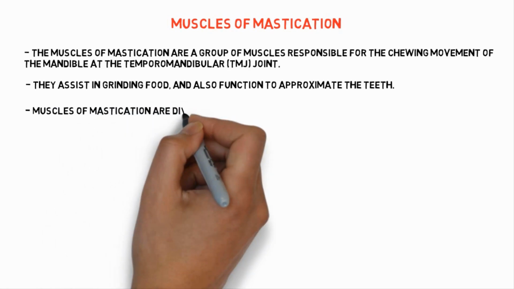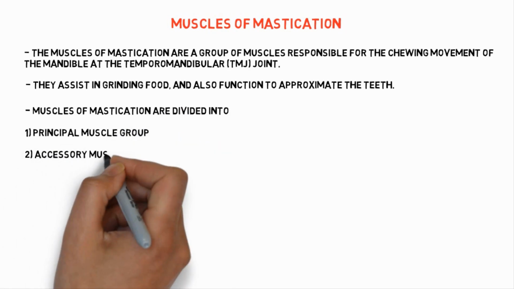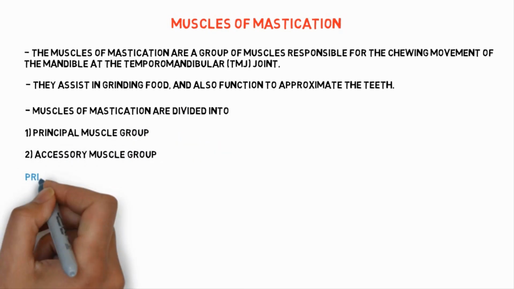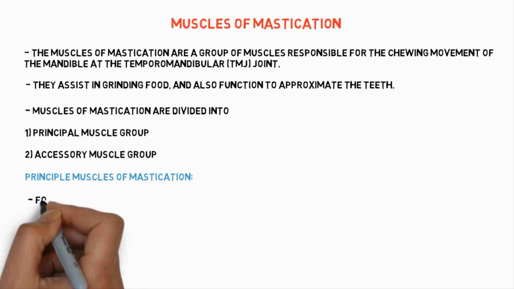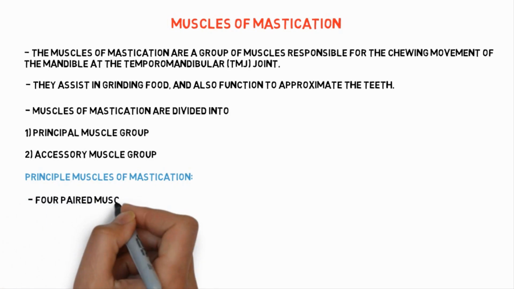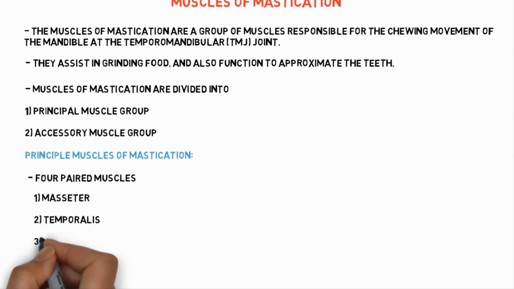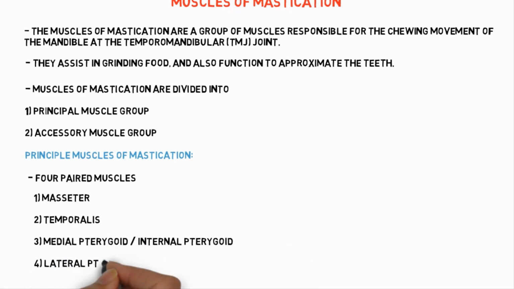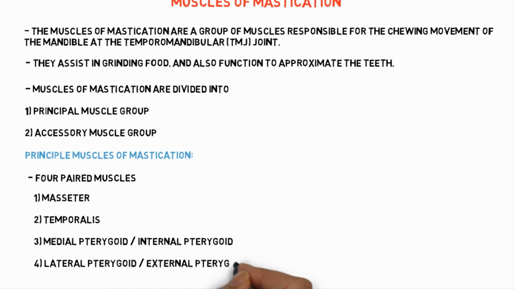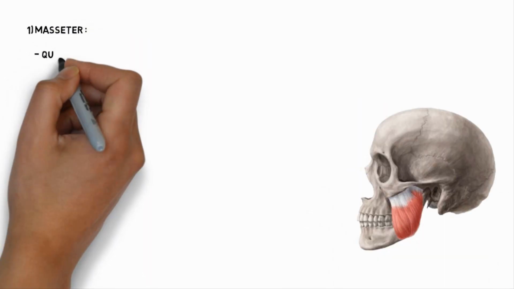Muscles of mastication are divided into principal masticatory muscles and accessory masticatory muscles. Principal muscles are the primary muscle groups that aid in movement of the mandible. It consists of 4 paired muscles, 4 on each side of the mandible. First one is Masseter, second temporalis, third medial pterygoid, also known as internal pterygoid, fourth lateral pterygoid, also known as external pterygoid. So coming to the Masseter, it is a quadrilateral shaped muscle.